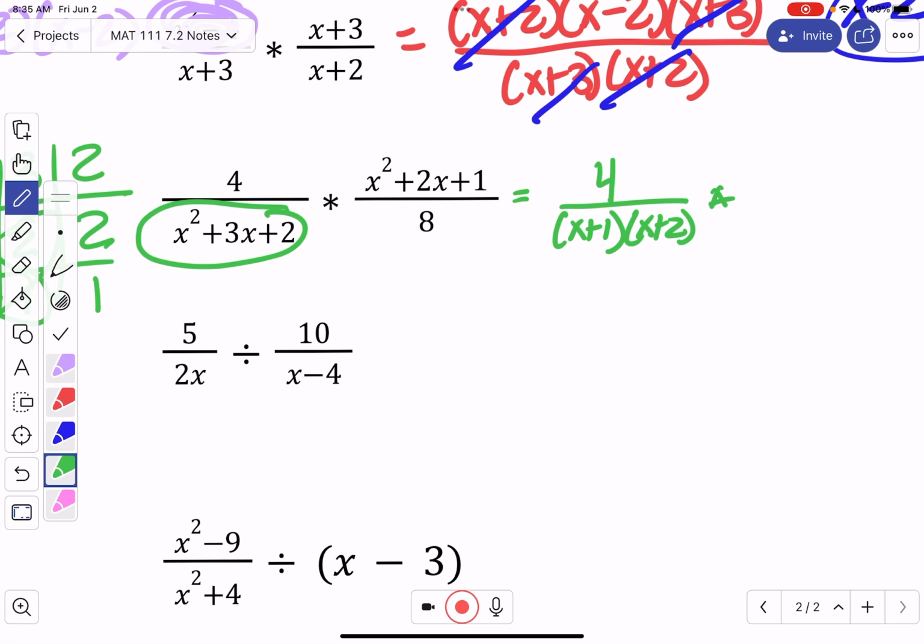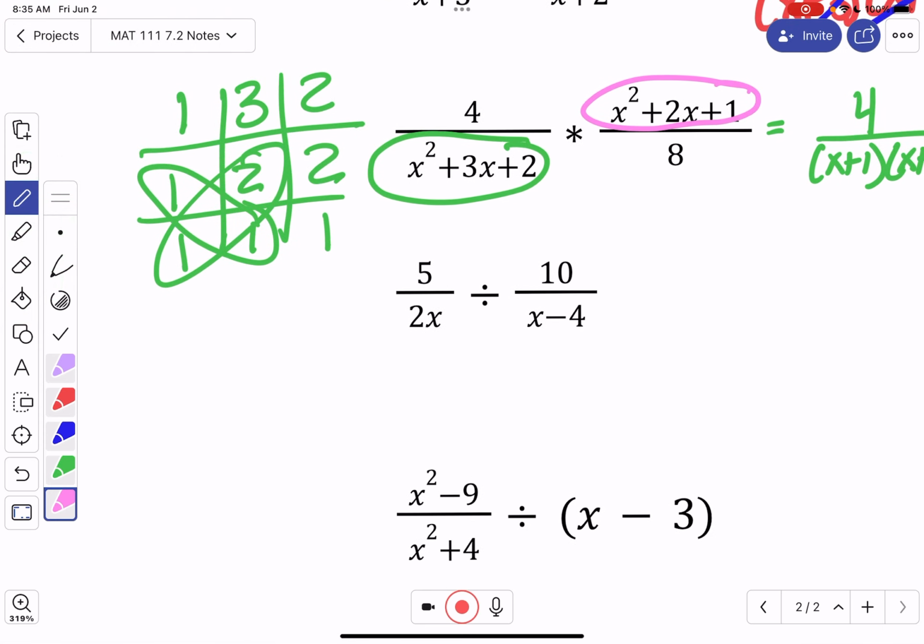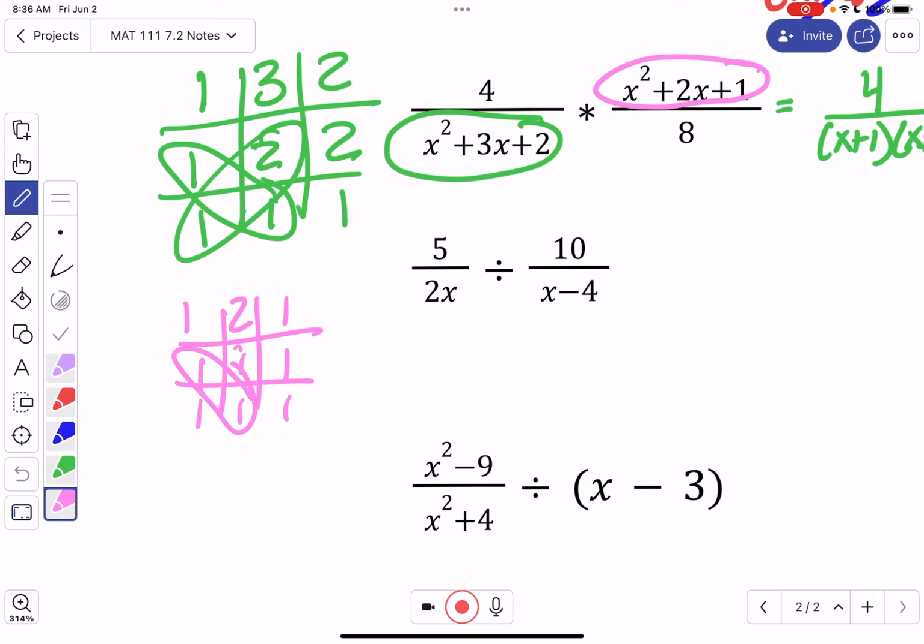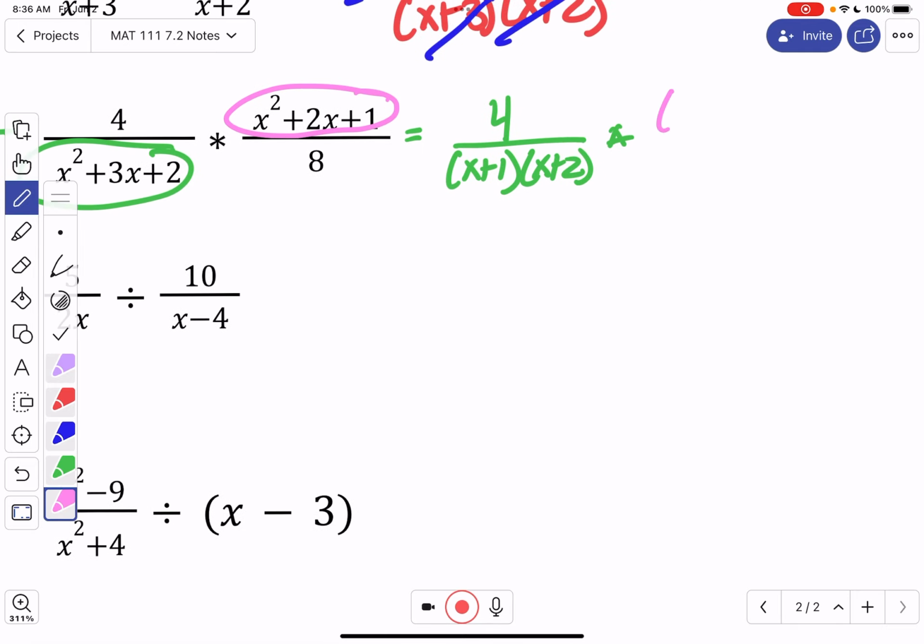Now we're going to multiply. So I'm going to do the same thing, but I'm going to factor this one. So we have 1, 2, 1. 1 times 1. 1, 1, 1. These are all 1s. So that would be x plus 1, x plus 1. And then 8 on the bottom.